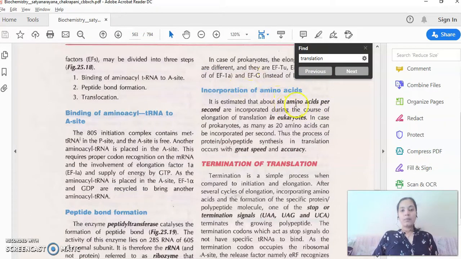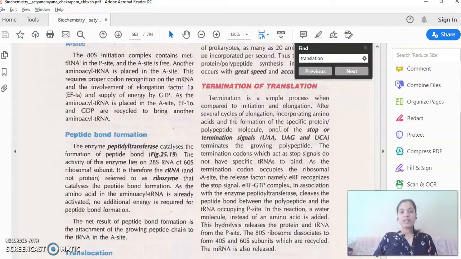Now incorporation: approximately 6 amino acids are incorporated per second in eukaryotes, and the accuracy and speed are very high in this. Next is the termination process.